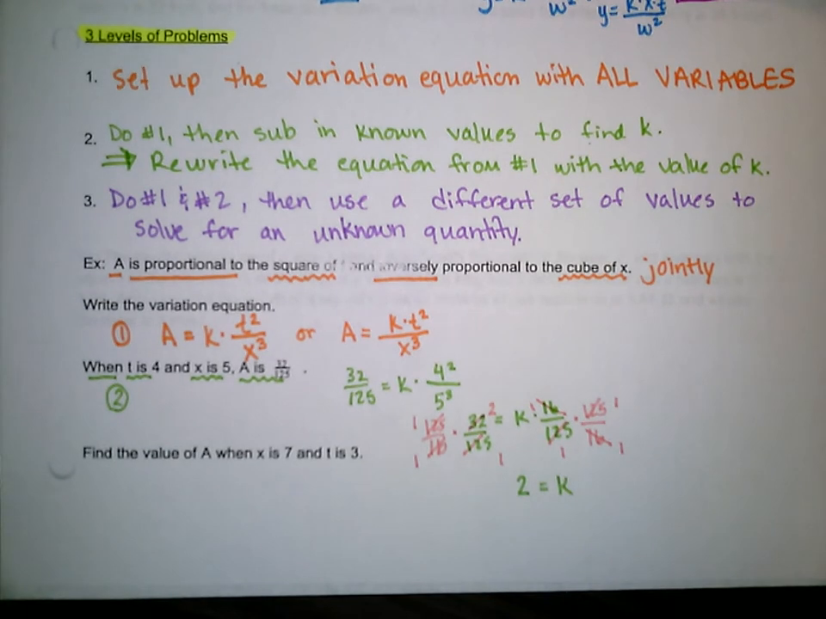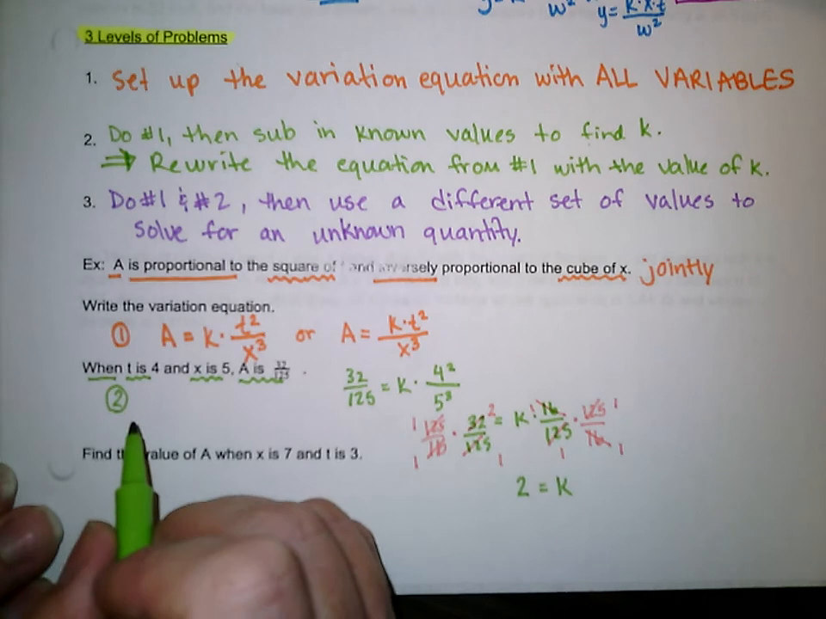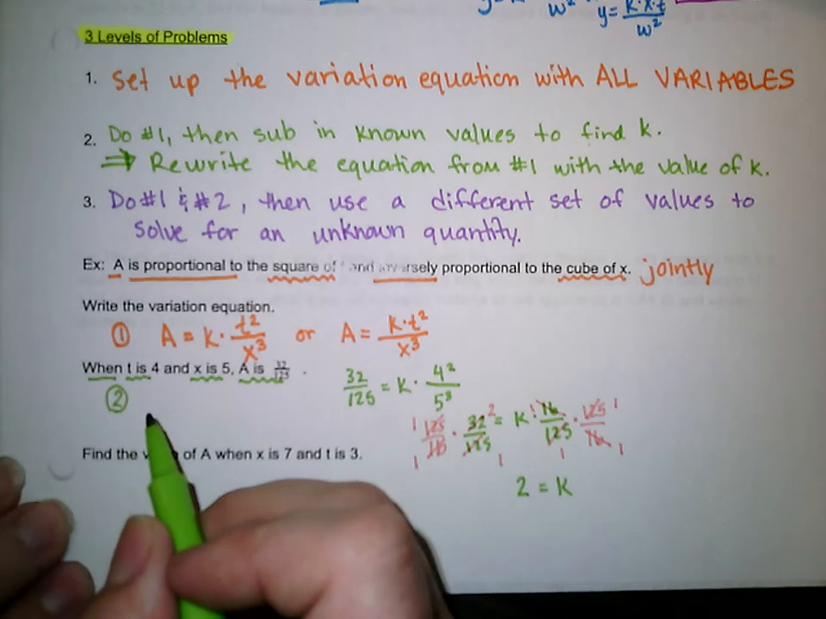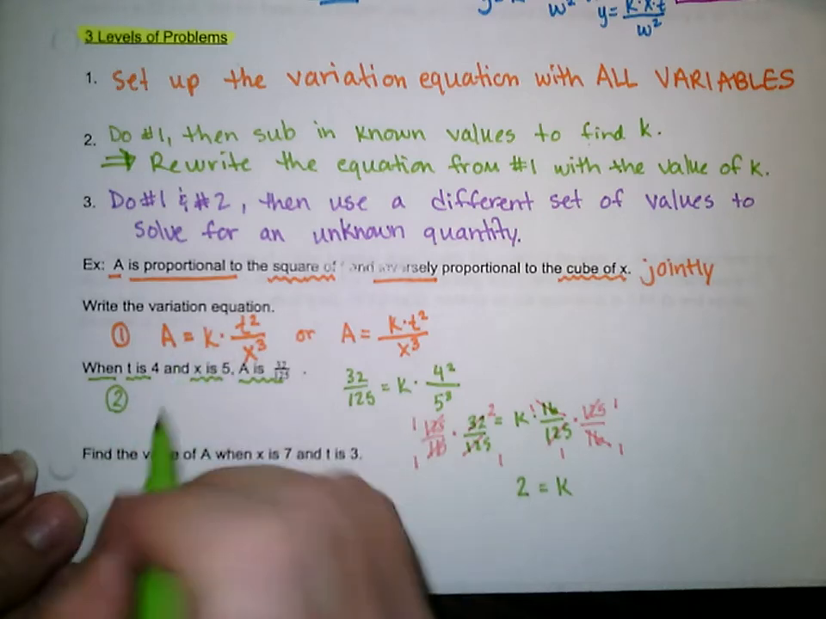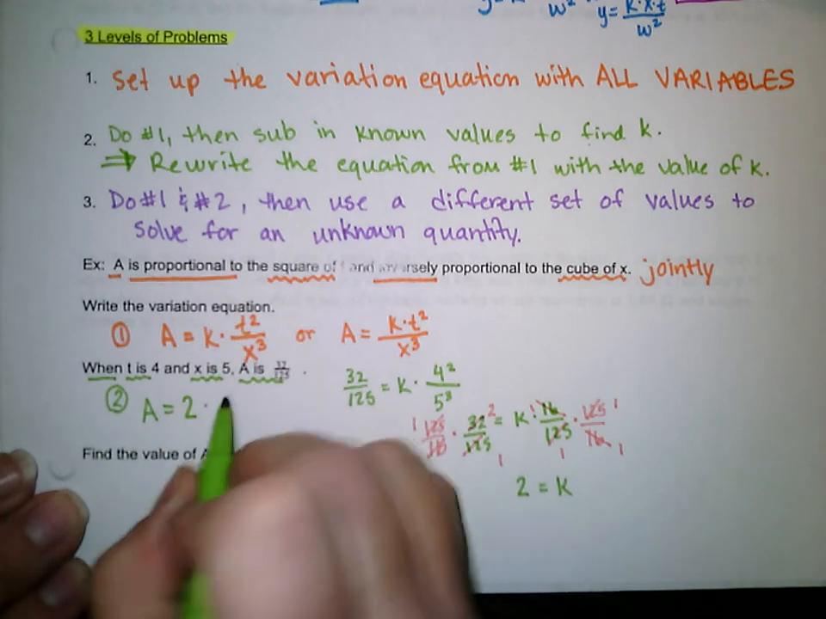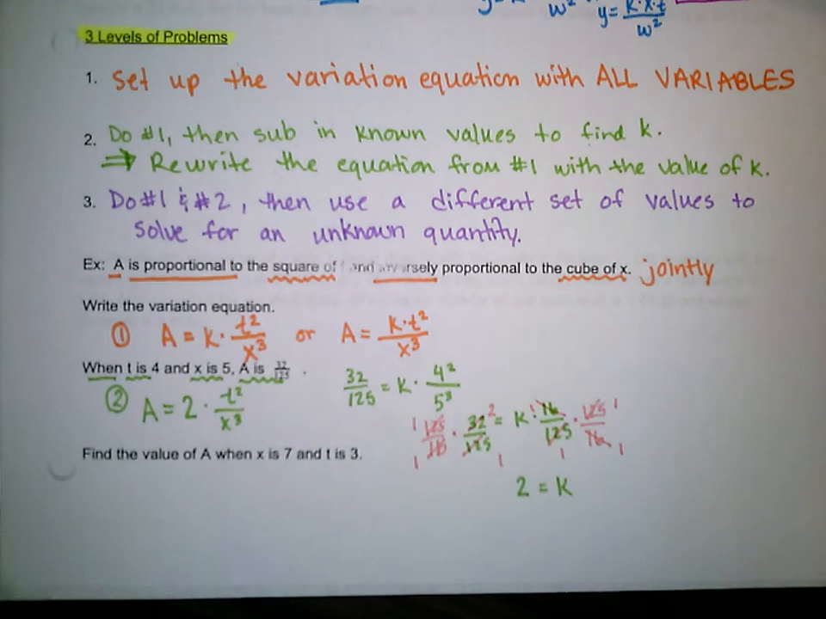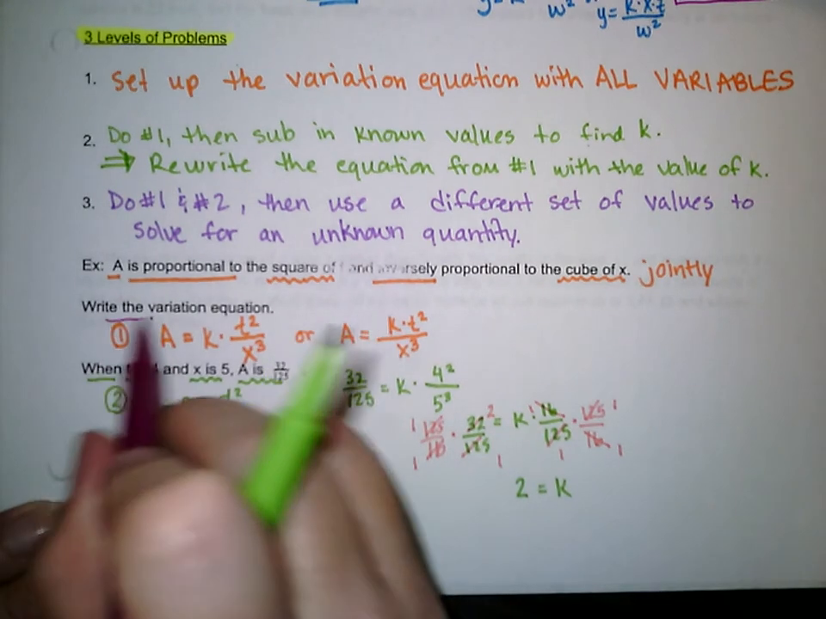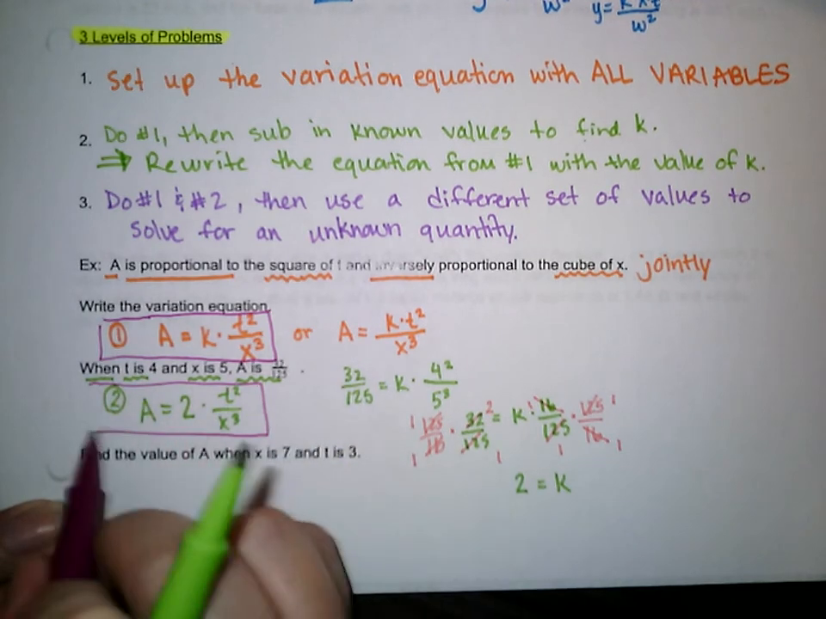So if they just ask you to find the constant of proportionality, or the coefficient of variation, we would be done. Then if they're wanting us to find the equation for the variation or find the variation equation, we're going to rewrite what we had in step 1, but we're going to replace that letter k with a 2. But we leave everything else variables. So level 1, this is what your answers will look like. Level 2, this is what your answers will look like.